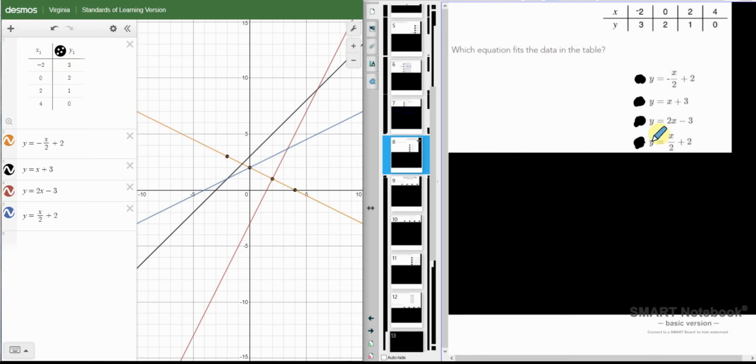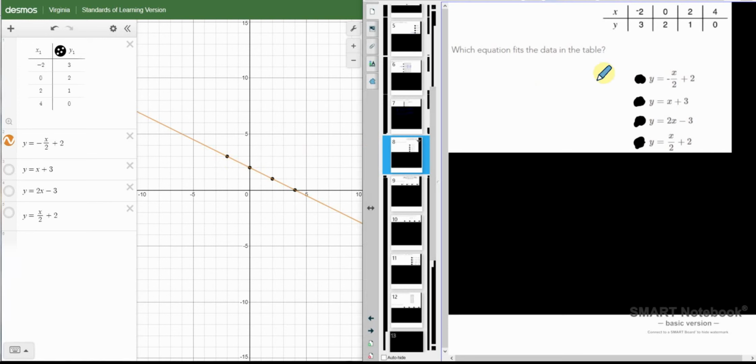I graphed all 4 equations. Well, which one fit the data? Well, you can see it's the one in orange. If I remove all of these, none of those fit it. It's only the first one. This is the only one that hit all 4 points. So the answer is the first choice.